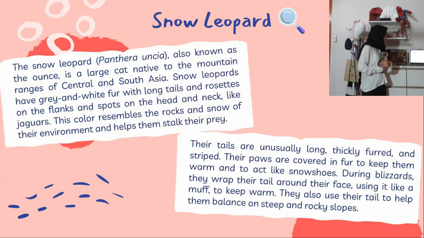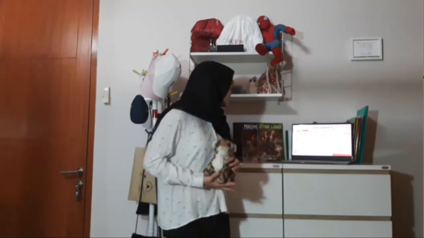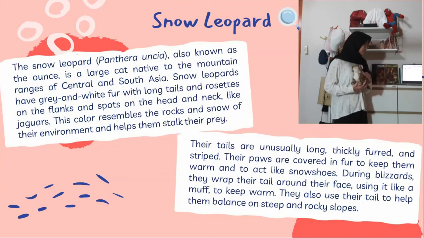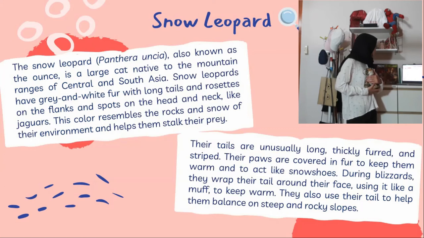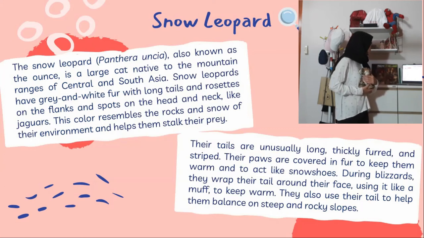The snow leopard, Panthera uncia, also known as the ounce, is a large cat native to the mountain range in Central and South Asia. Snow leopards have gray and white fur, as you can see here, with long tails, but Snowy is still a cub, so he doesn't have a long tail, and rosettes on the flanks and spots on the head and neck. Like jaguars, this color resembles the rocks and snow of their environment and helps them stalk their prey.